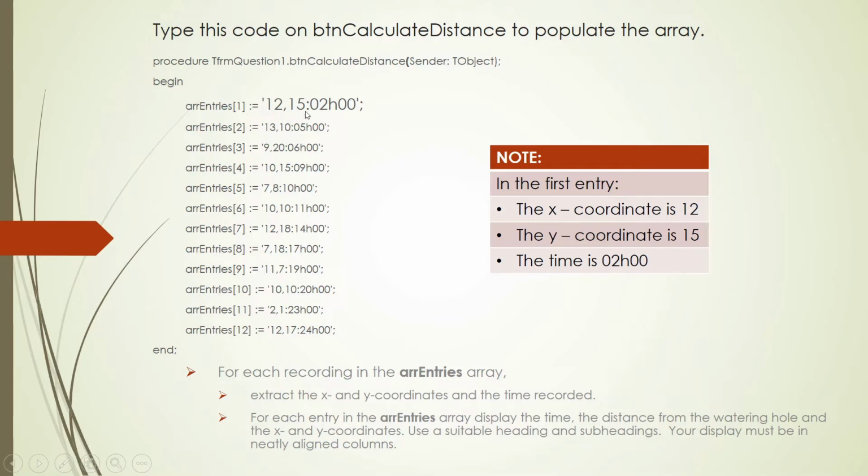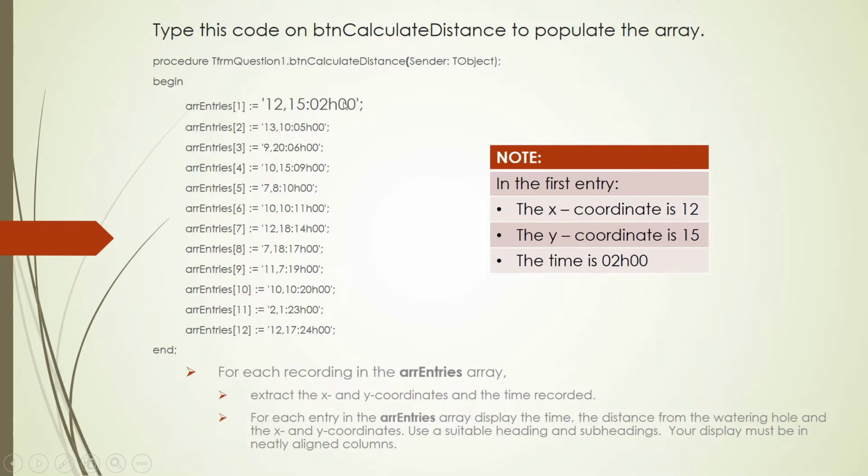So I've enlarged the first value in index 1, and it has the value 12, which is the x coordinate, the value 15, the y coordinate, and the time. And each value is separated by a comma and is separated by a colon. So there's a multiple delimiter in each string value.